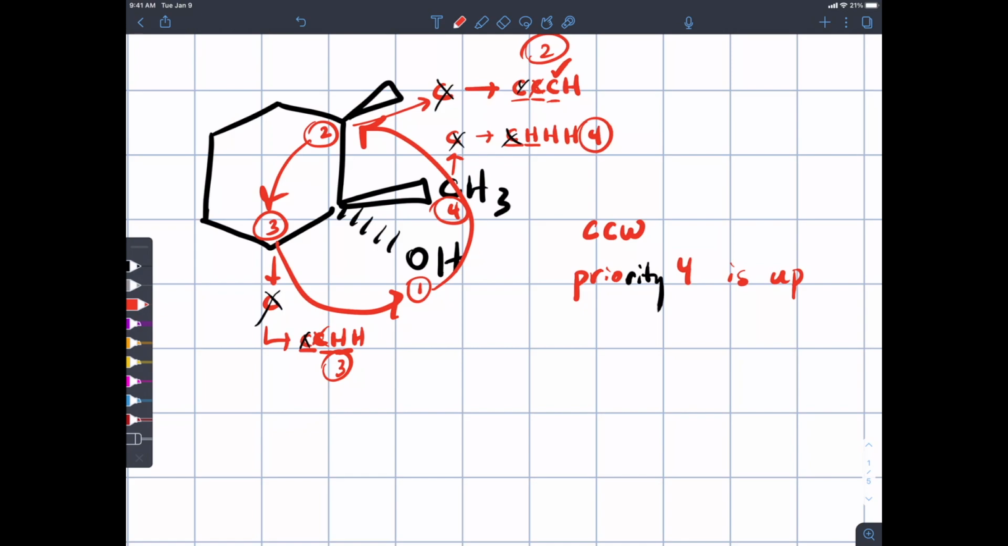Right, counterclockwise, but priority group 4 is up. So if priority group 4 was down, counterclockwise would be S, but since it's up, it's R. So that's how we do it. The worst possible situation is where somebody draws the priority group 4 for you in the plane of the page, and then you have to just adjust your drawing.